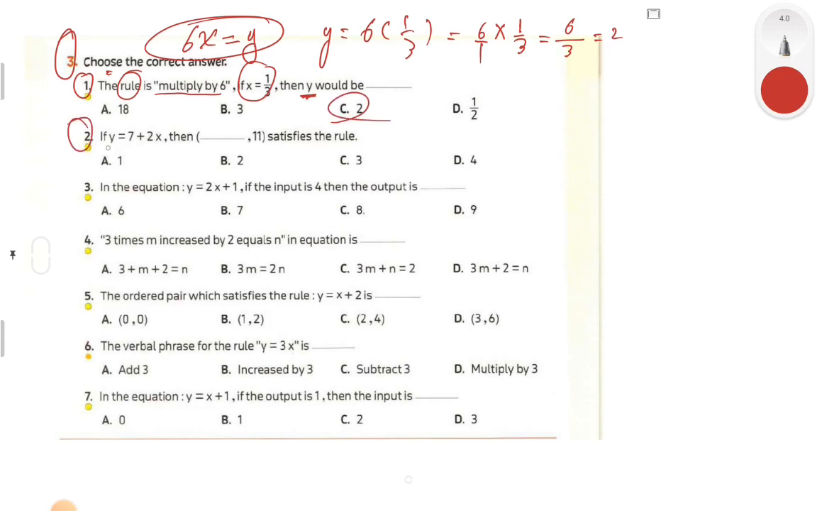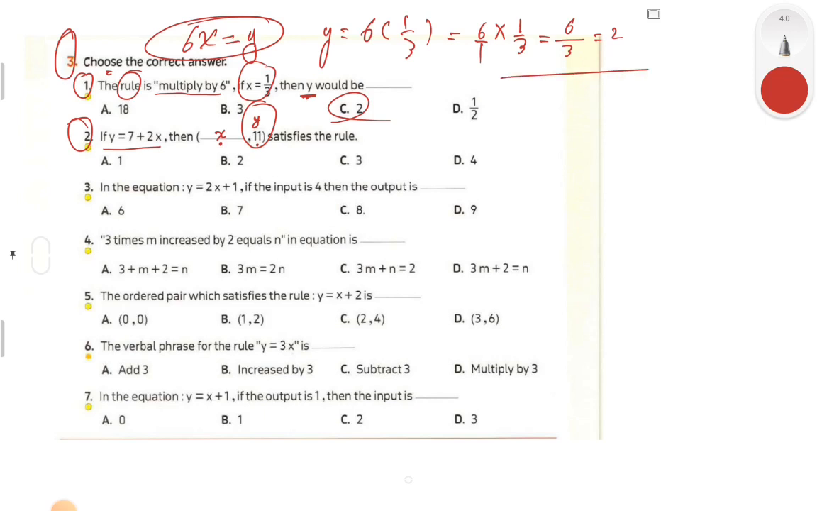Next question. If y equals 7 plus 2x, this is the equation, then find the blank and 11. X and y. So here we have x, and I need to find the value of x. 11 is what? It is the y value. Now I know the y value and I need to find out the x value.